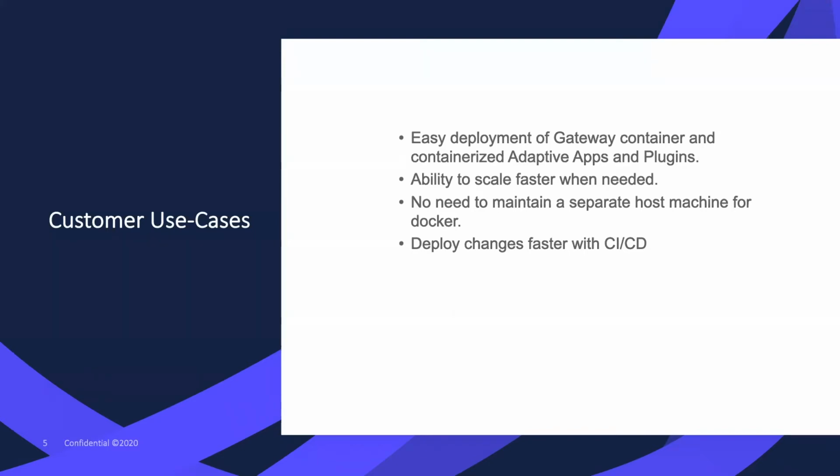There's no need to maintain a separate host machine for Docker. Traditionally, we need to provision a server with Docker installed so that we can pull the gateway image from quay.io, in which case we would run the Docker command to get that container up and running. With Red Hat OpenShift, you can leverage OpenShift, which is already installed on Red Hat Enterprise Linux.